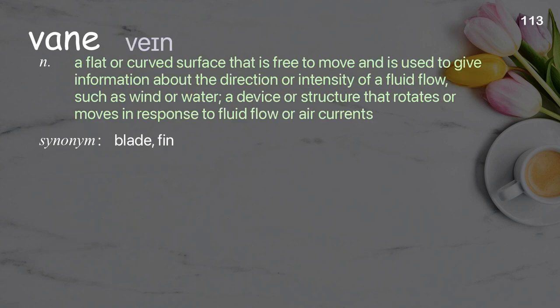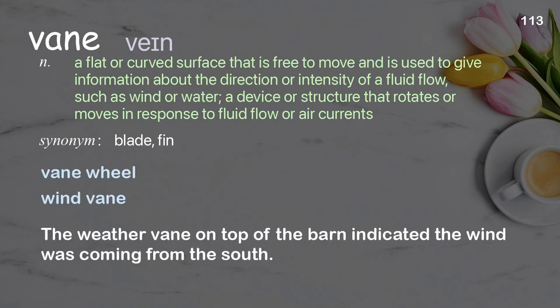Vane. A flat or curved surface that is free to move and is used to give information about the direction or intensity of a fluid flow, such as wind or water, a device or structure that rotates or moves in response to fluid flow or air currents. Examples. Vane wheel. Wind vane. The weather vane on top of the barn indicated the wind was coming from the south.